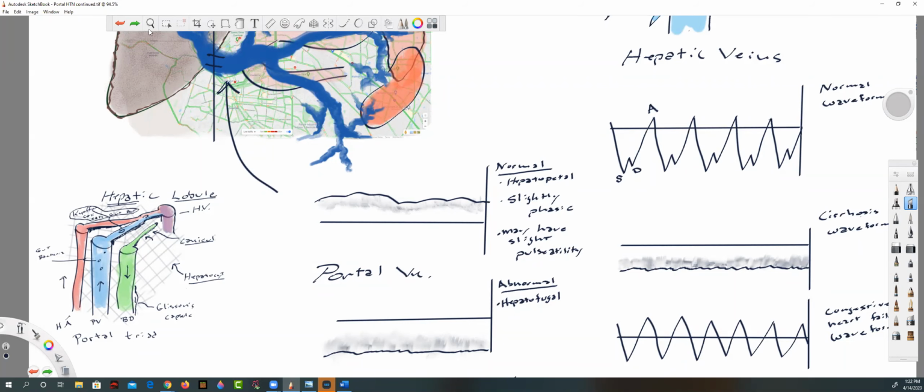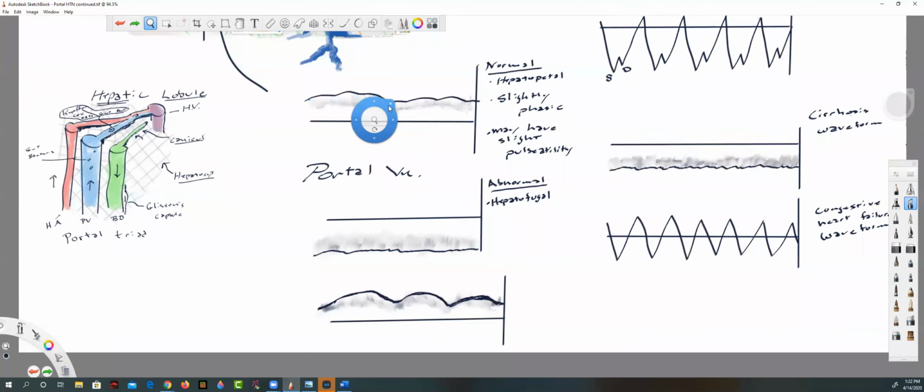Now, here we have abnormal. Assuming you've set up your Doppler correctly, and instead of red on the color you have blue, and on your spectral, instead of above the baseline, it's below the baseline, and you double check to make sure that you didn't set it up backwards, you have a hepatofugal flow. The blood is flowing backwards down the portal vein.